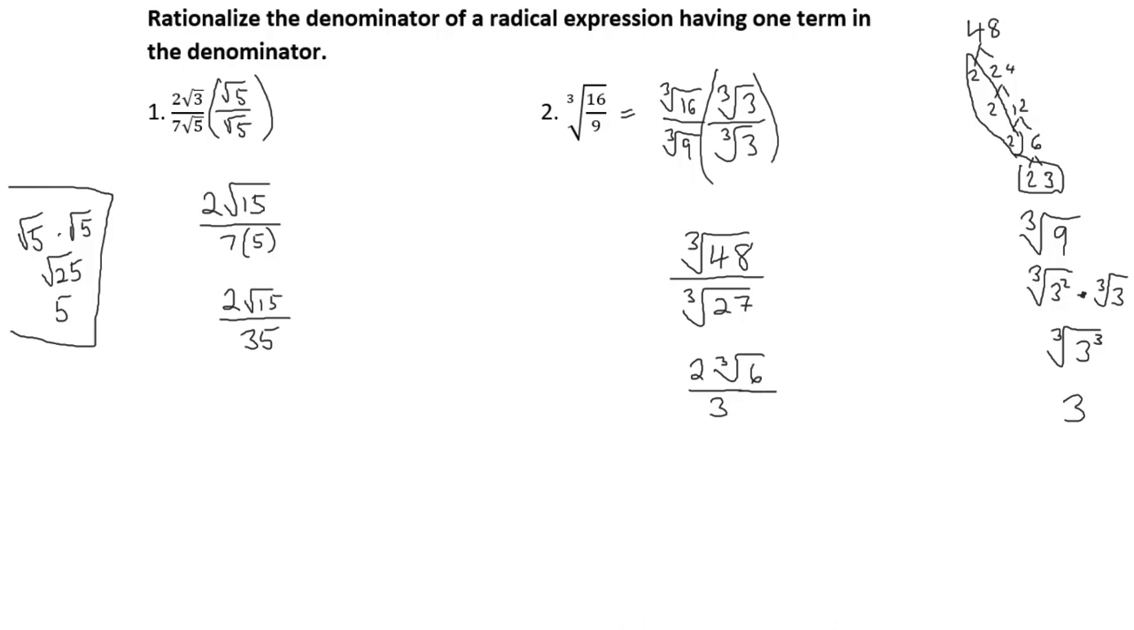Because 48 is equal to 8 times 6, and if we take the cube root of that, that is 2 cube root of 6. So that's what the cube root of 48 becomes. And 2 and 3 are not going to simplify, so that is it. Let's look at some more examples.